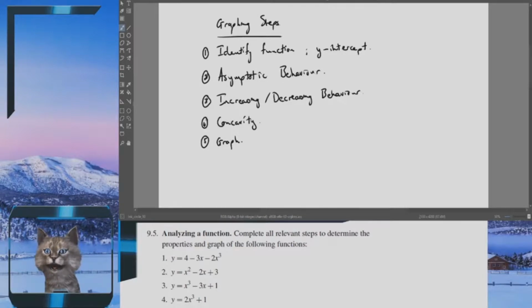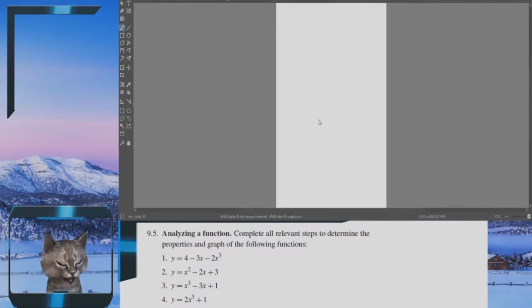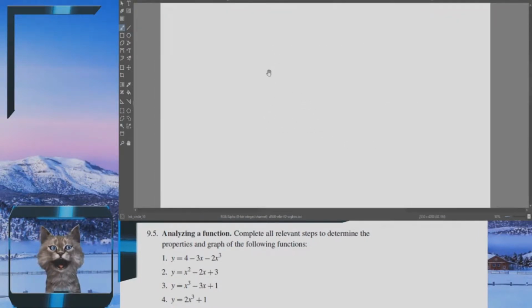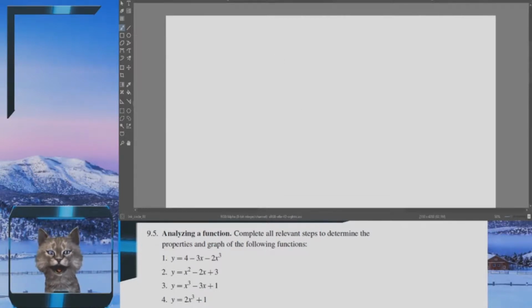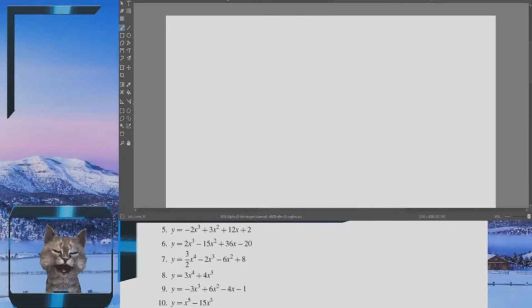So let's start with a simple type of function, namely a polynomial. And the one I want to look at is in my problem book 9.5, number 5. So there we have our function. I'll call it f of x, but you can call it y, you can call it whatever you want. Negative 2x cubed plus 3x squared plus 12x plus 2. This is going to be our polynomial.